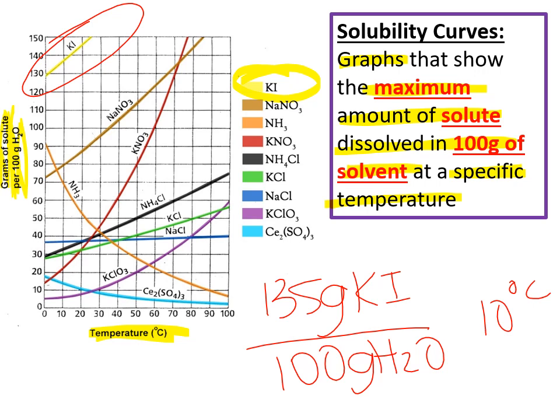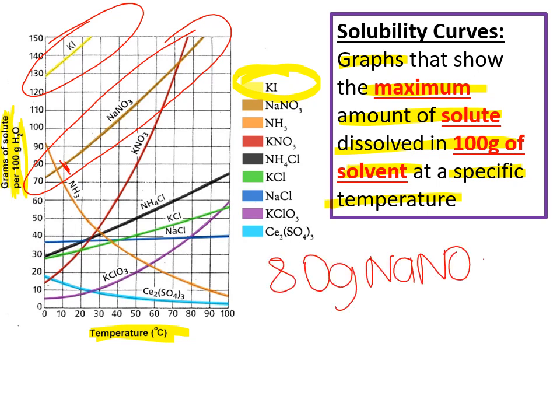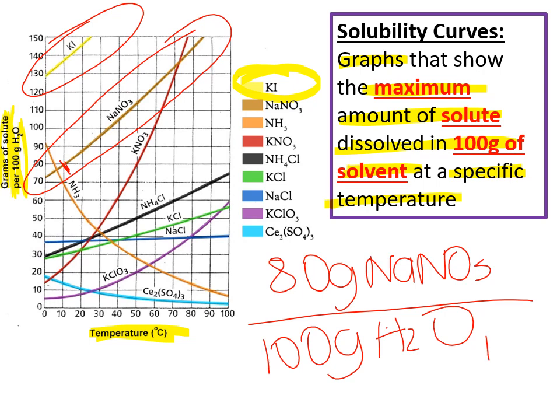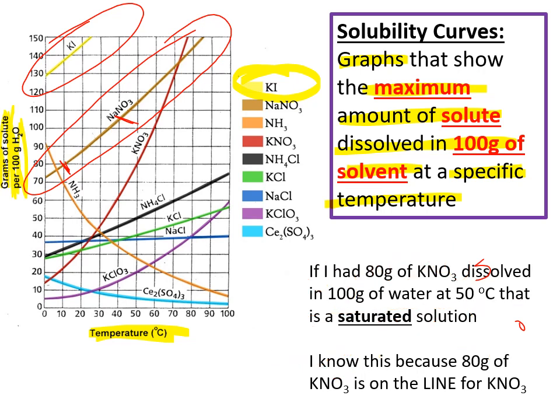If I were to look at the solubility curve for NaNO3, let's look right here. At 10 degrees Celsius, you're right here. So that means I can have about 80 grams of sodium nitrate dissolved in 100 grams of water at 10 degrees Celsius. At 40 degrees Celsius, I can have about 105 grams of NaNO3 dissolved in water. Okay, let me erase this so you can actually read that.